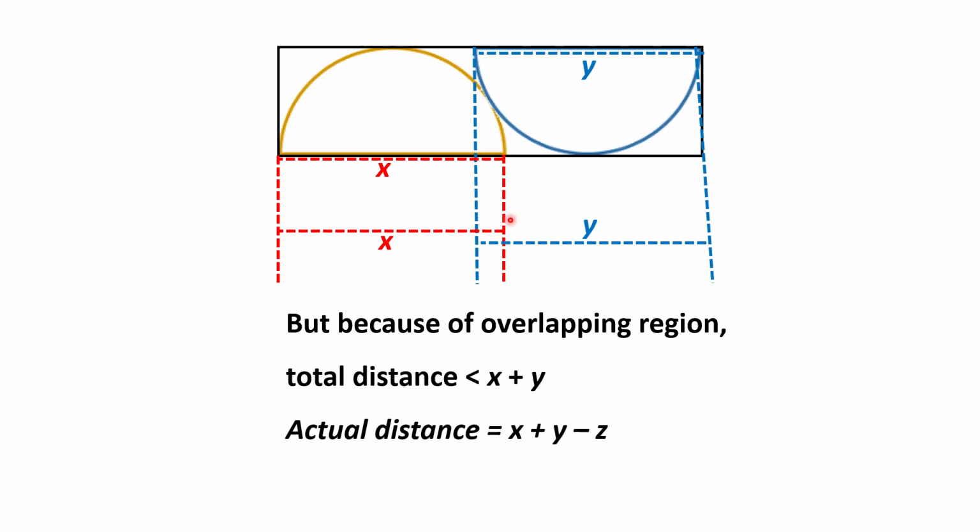If this overlapping region is z, then the actual distance would be x plus y minus z, minus this overlapping region. And that is the reason why the actual horizontal dimension of the rectangle is less than x plus y.